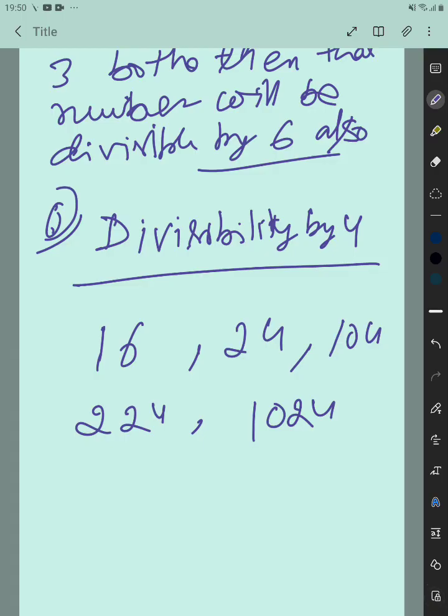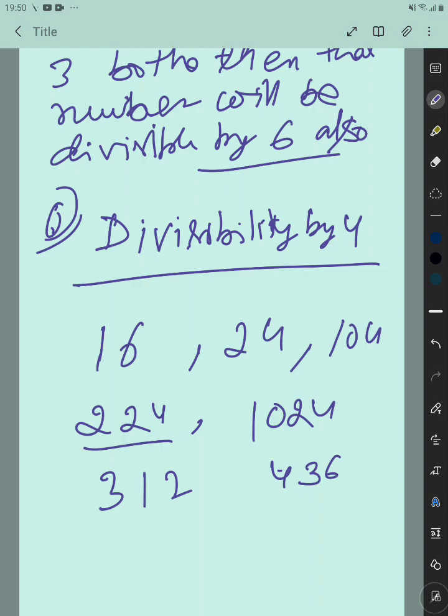So what we can see, is there any similarity over this? Let's take some other numbers also. Let's take 312. Let's take 436. So we have taken these.